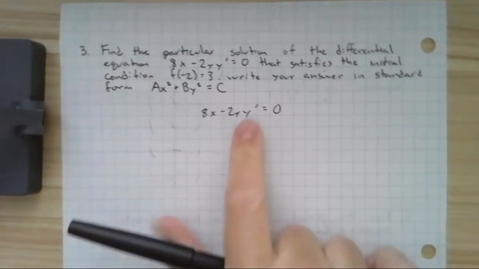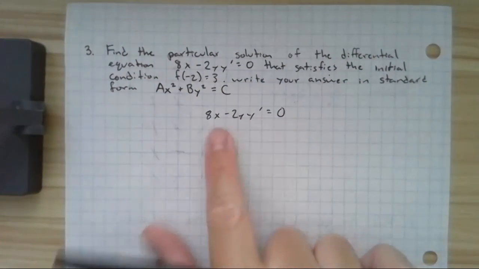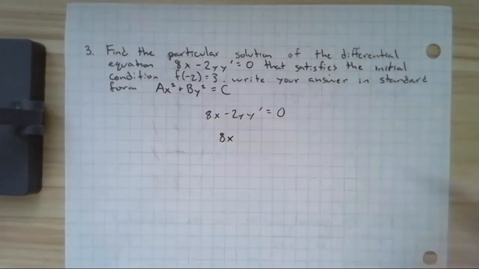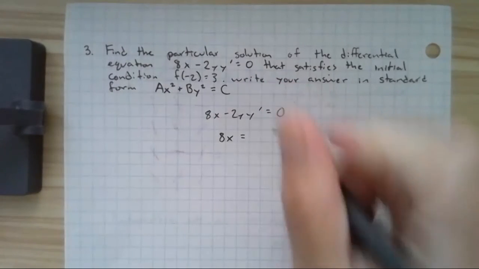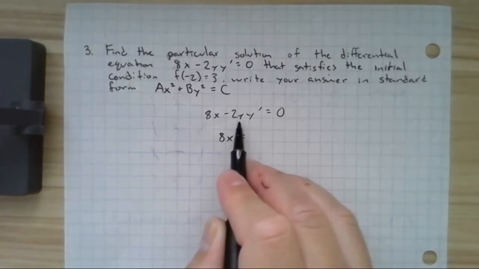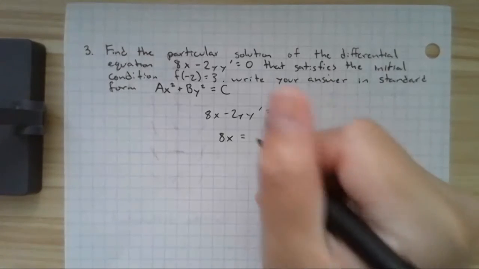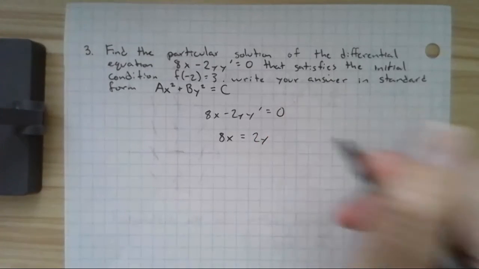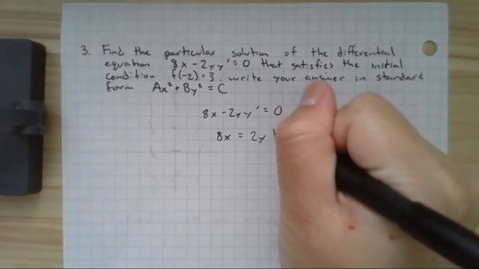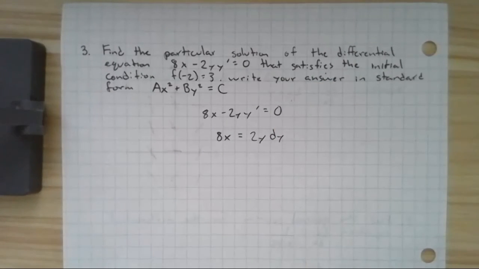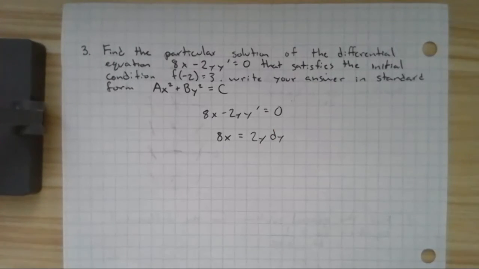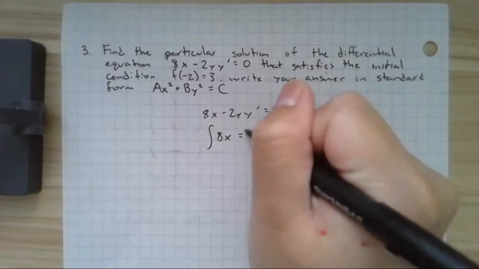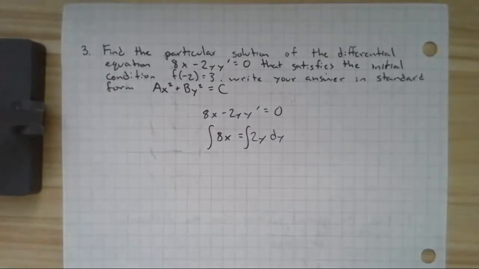So again, what you want to do is move your y's over to the right side, keep your x's on the left side. So you'll get 8x is equal to, this is negative 2y, y prime, so if I send it over to the right side, I'll get positive 2y. And I'm going to change y prime to dy over dx already. Okay, and I have this.